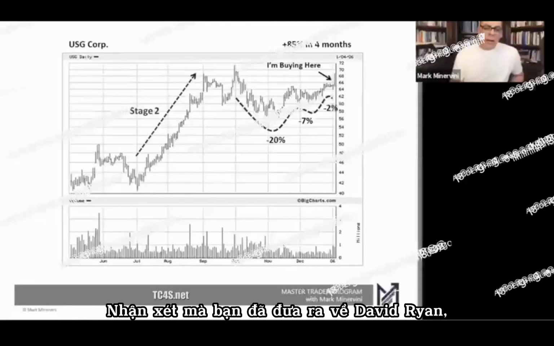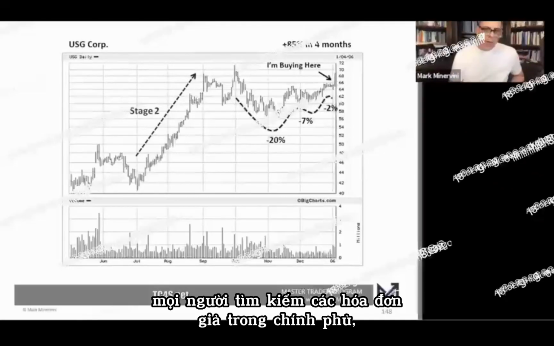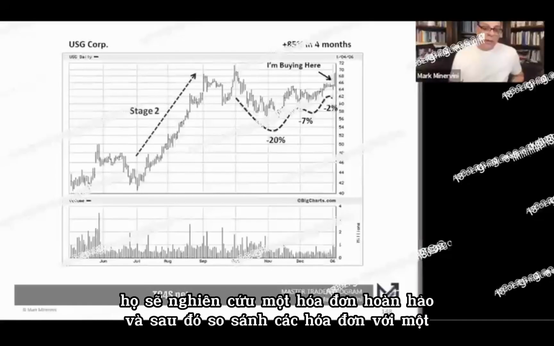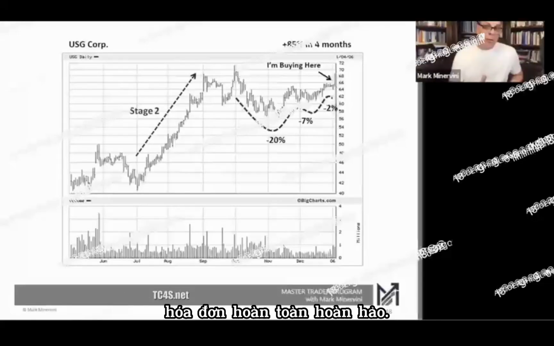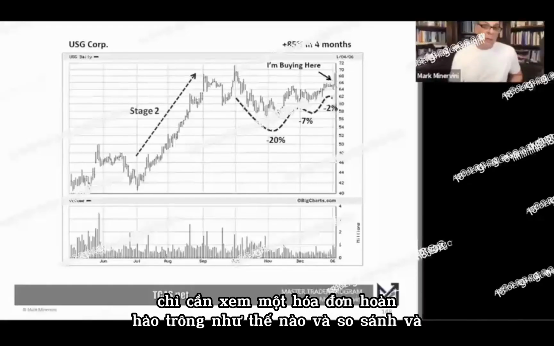Yeah, absolutely. And that comment that you made about David Ryan, David used to say, when they used to teach people to look for counterfeit bills in the government, they would study a perfect bill and then compare the bills to an absolutely perfect bill. As opposed to looking for all the things that can be wrong, just start with what a perfect bill is supposed to look like and compare and contrast.